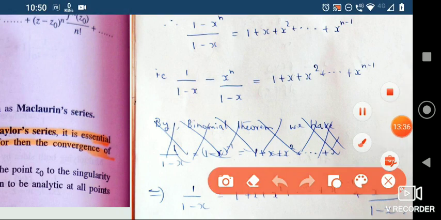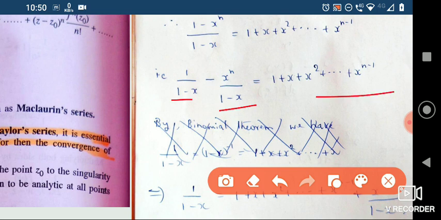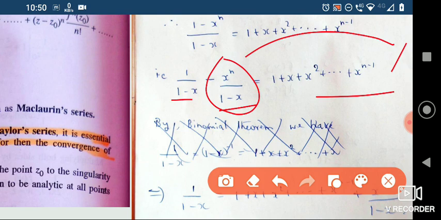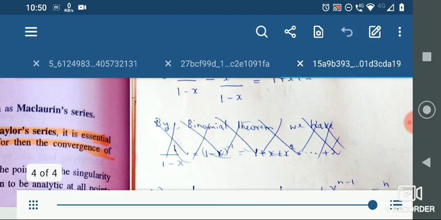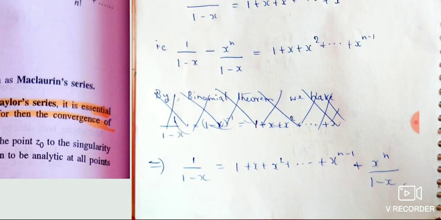That is, first I'll take 1 by 1 minus x, then the next term, that is minus x power n divided by 1 minus x, and the right hand side will be the same. Now I can take this term to the right hand side, right? That's what I did here. So 1 by 1 minus x is equal to 1 plus x square till x power n minus 1 plus x power n divided by 1 minus x.